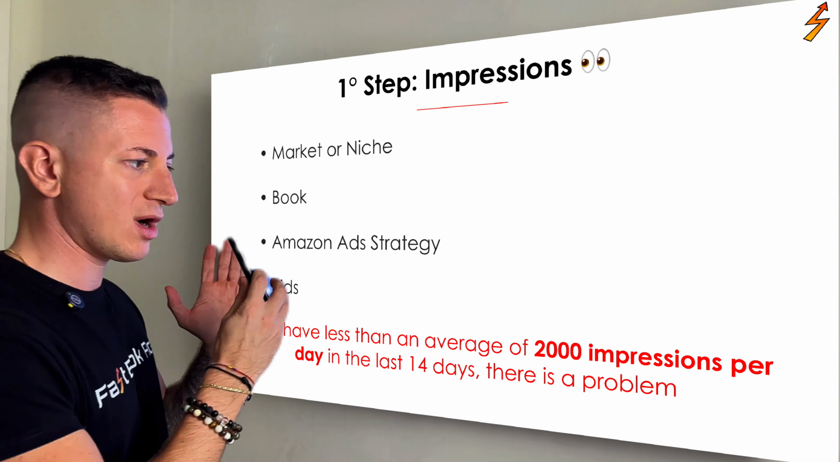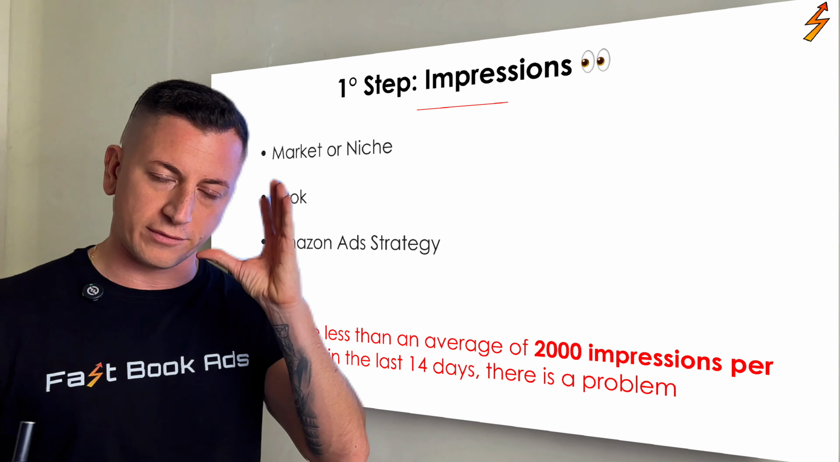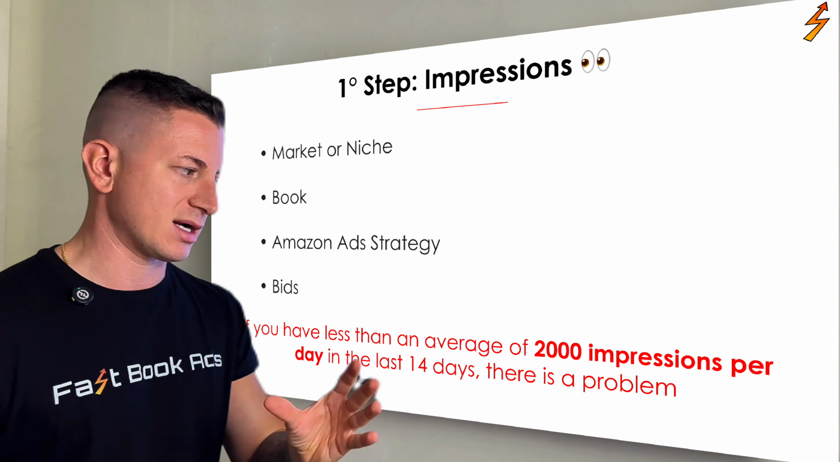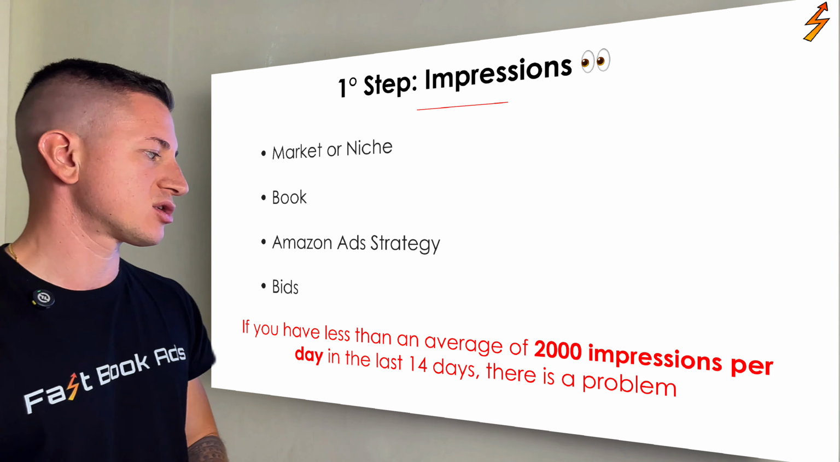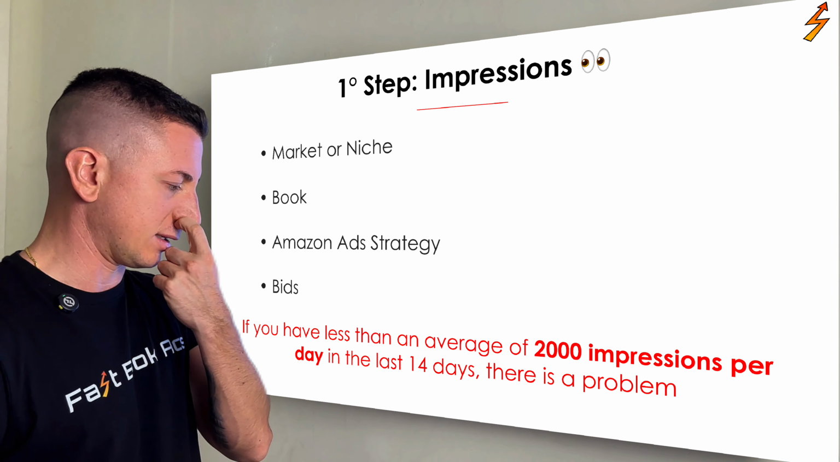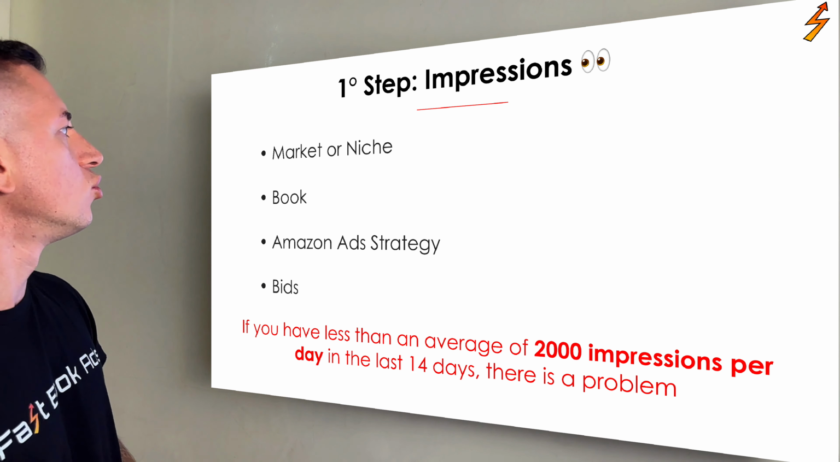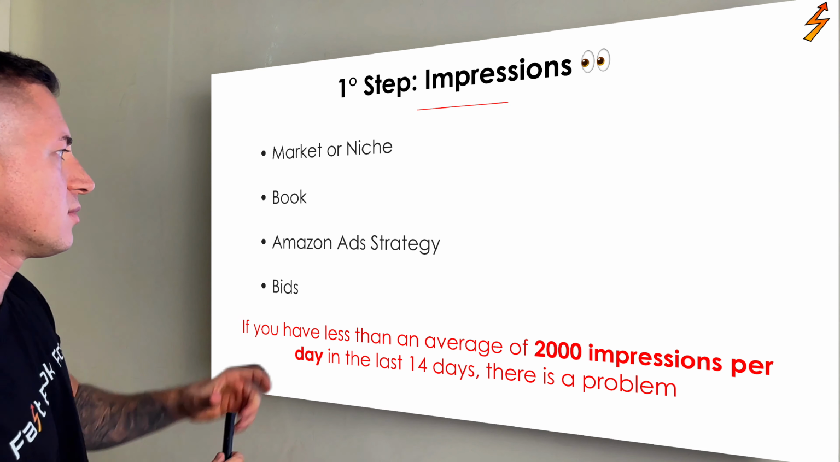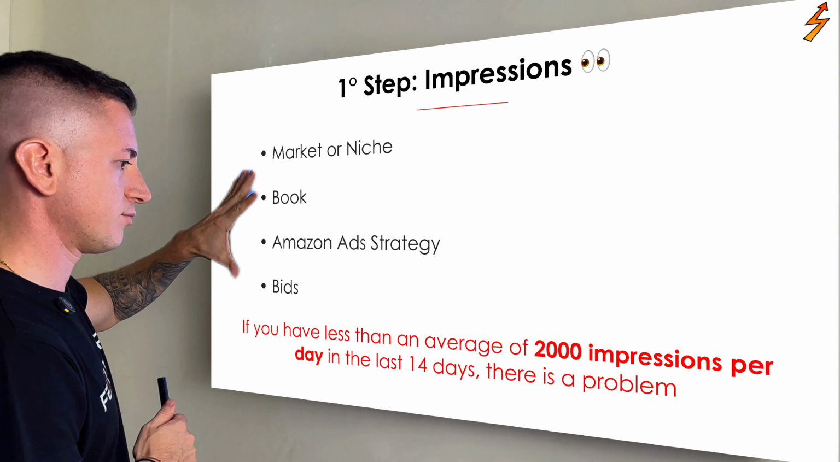And when you analyze your Amazon ads campaigns all together for each book in one market, if you have less than 2,000 impressions per day in the last 14 days, there is a problem. And you have to look for the cause of the problem here. There is something wrong here.